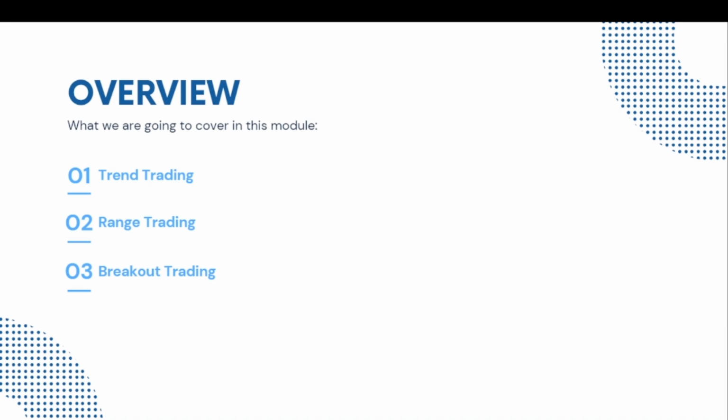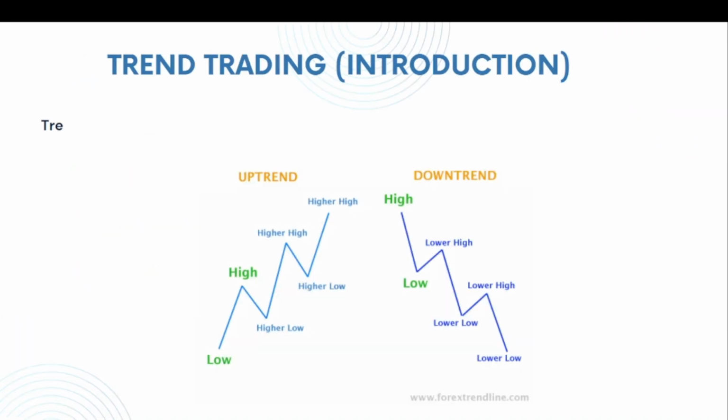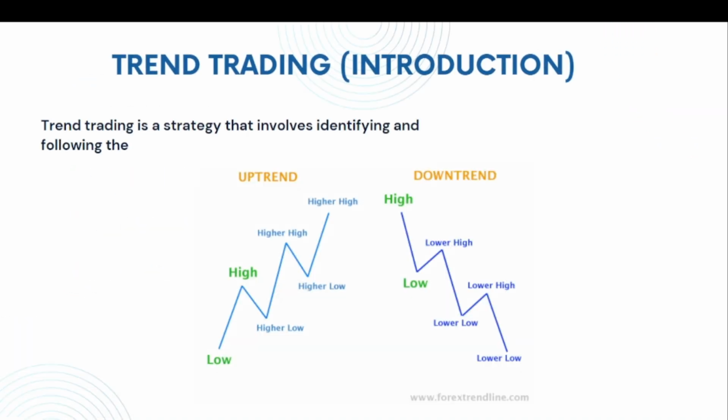Also, we basically have three types of trend. We have the horizontal trend, or we can call it the ranging trend, we have the uptrend, and we have the downtrend. Now, trend trading is a strategy that involves identifying and following the direction of the trend. We have uptrend, we have downtrend.